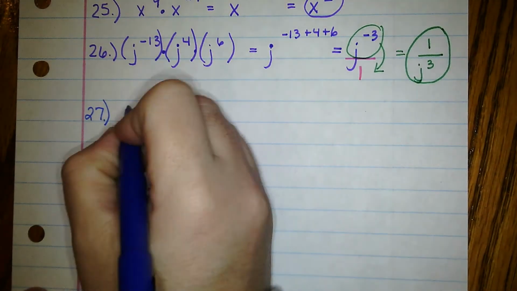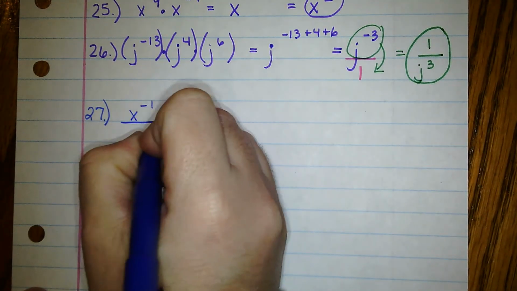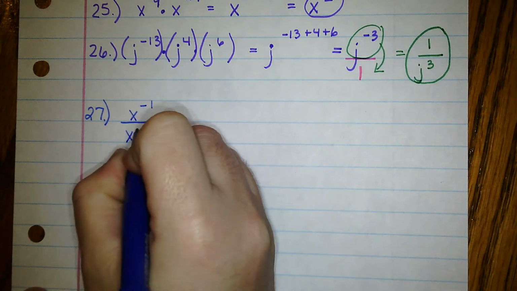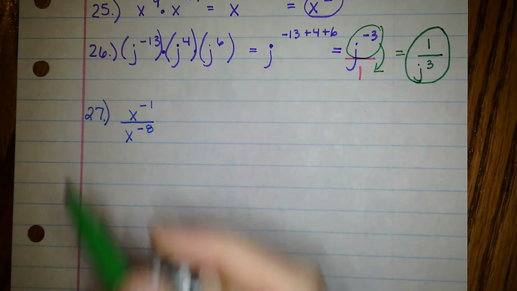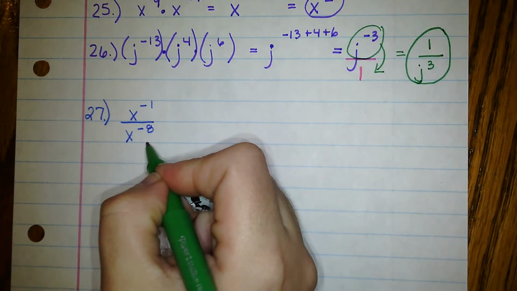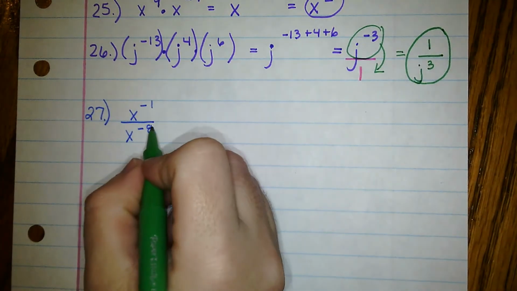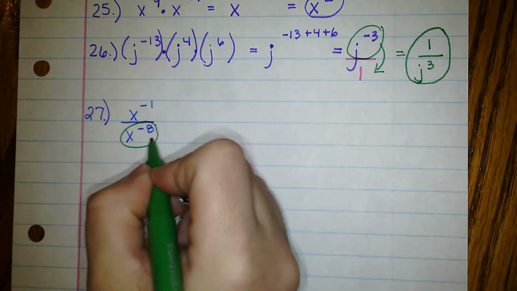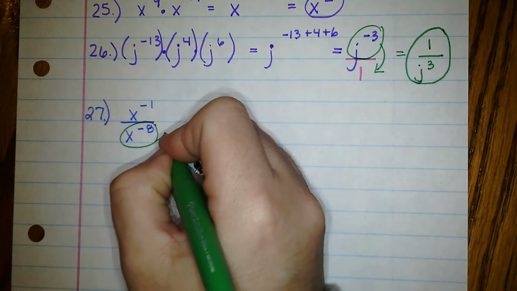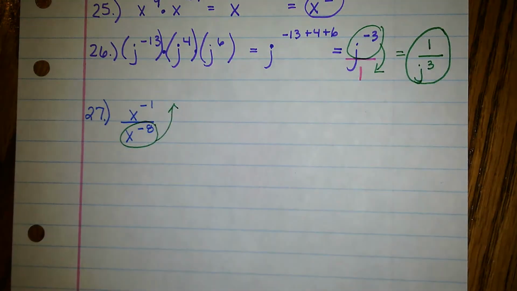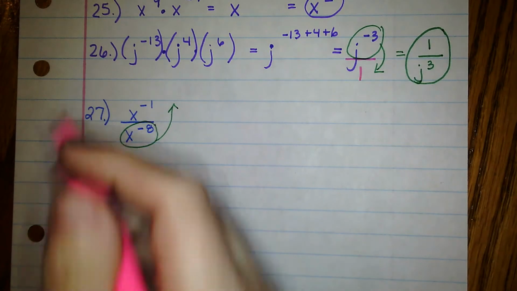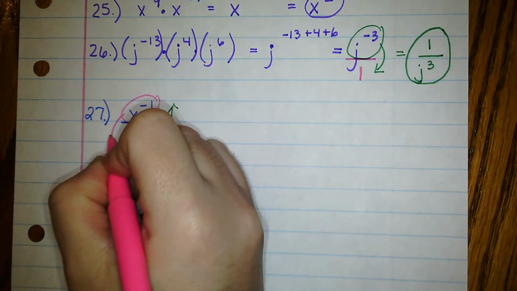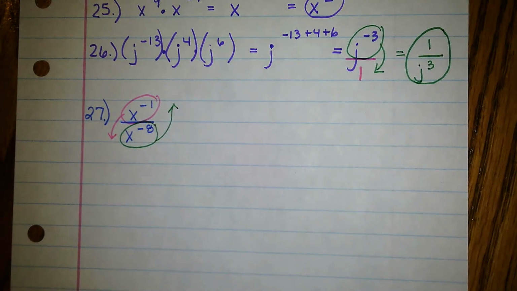Number 27 is x to the negative 1 over x to the negative 8. And what's going to happen here is we have two sets of negative exponents. What has to happen is our negative exponent that is downstairs needs to come upstairs and become positive. Meanwhile, the one that is upstairs needs to go downstairs to become positive. So basically, we're just going to do a reciprocal.